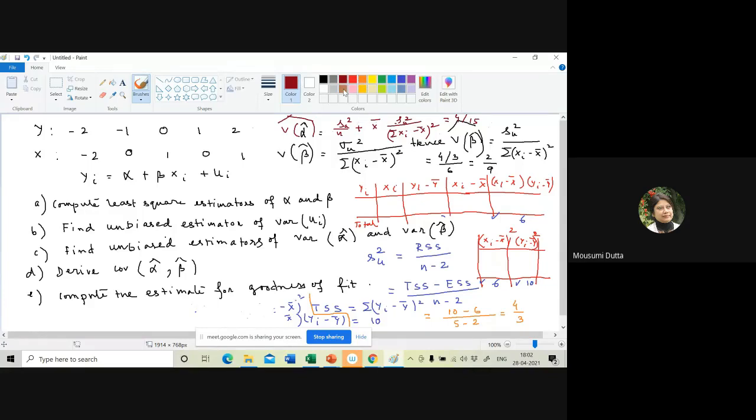Please tell me what is the value? Minus x bar sigma square by summation xi minus x bar whole square. Very good. So what will be the value? 0. Since x bar is equal to 0, the covariance between alpha hat and beta hat will be equal to 0. So the covariance will be 0 here.